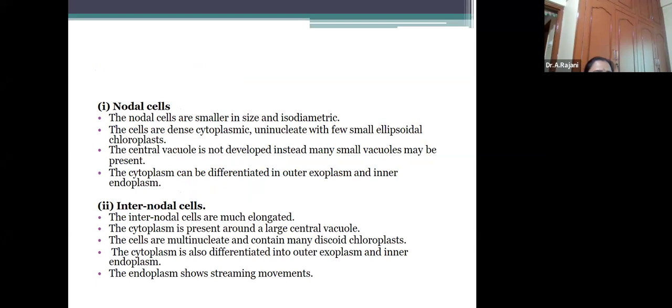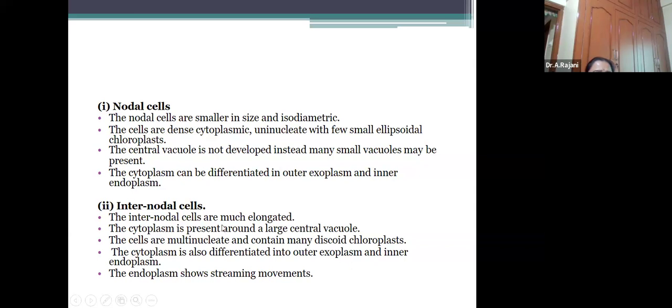And coming to the nodal cells and the internodal cells. Nodal cells are small in size, isodiametric, very rich in cytoplasm. Single nucleate. Small ellipsoidal chloroplasts are present. Central vacuole is not developed; instead many vacuoles may be present. Cytoplasm can be differentiated into outer and inner. This is the nodal cell structure.